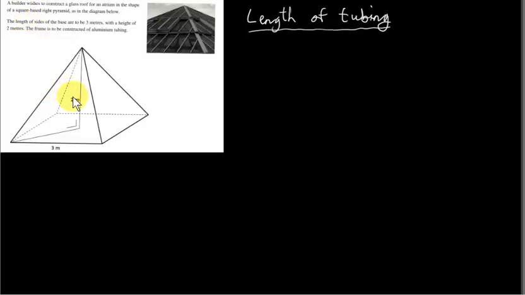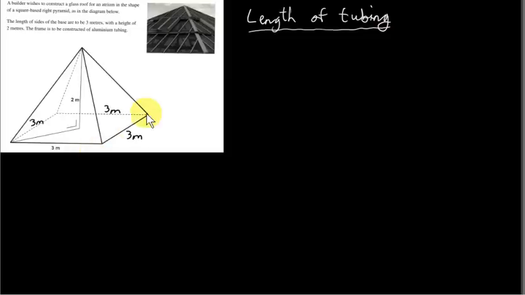Here is a similar type of problem involving a pyramid. A builder wishes to construct a glass roof for an atrium in the shape of a square-based right pyramid, as in the diagram below. So the base of this pyramid is a square. The length of sides of the base are to be 3 meters with a height of 2 meters. And the frame is to be constructed of aluminium tubing. What we want to do is get the length of tubing. So we want the length of all the edges of this pyramid.